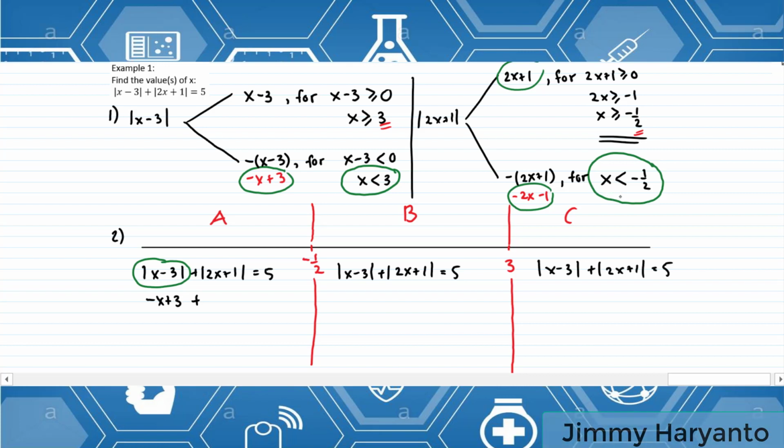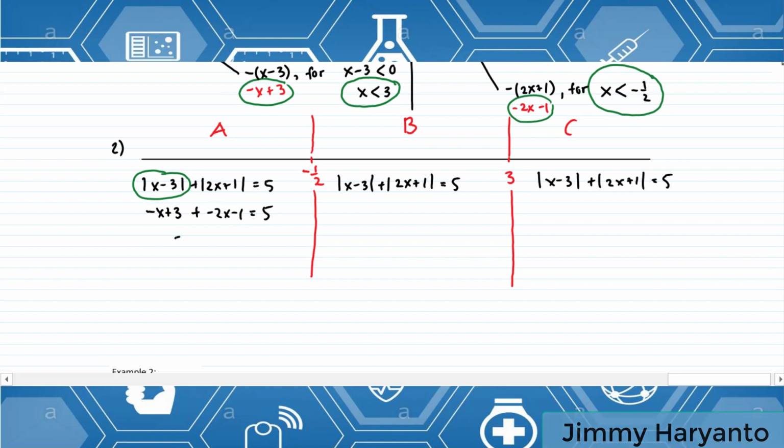But you already marked the bottom one, so you have to change it into the bottom one: negative 2x minus 1, plus 5. You cannot change it into the top expression. Okay, so we have to solve it. How to solve it? As usual, use your algebra. Negative 3x plus 2 equals 5, so it becomes negative 3x equals 3, x equals negative 1. There we go, we have the first x.